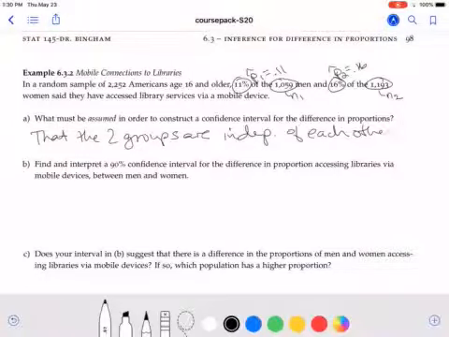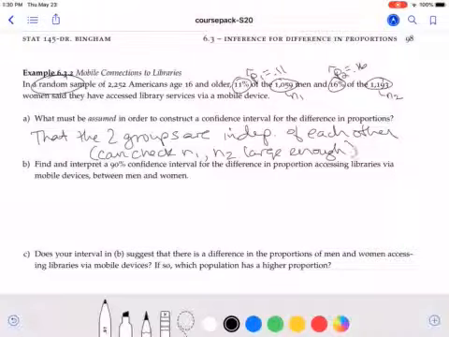We are already told in the problem statement that this was a random sample, and we can check that the samples are large enough and that those rules on the previous page follow.